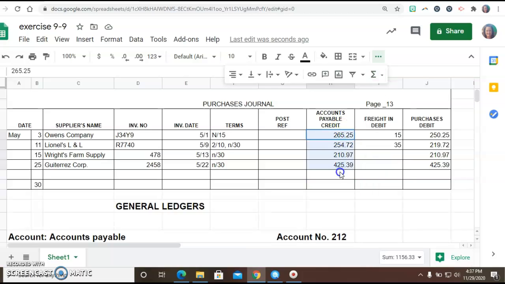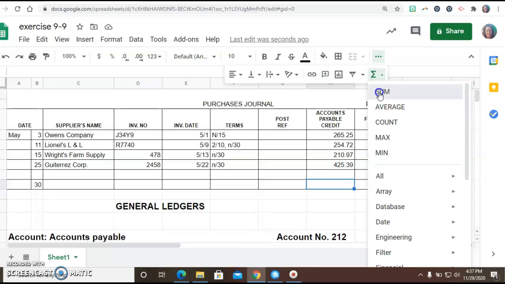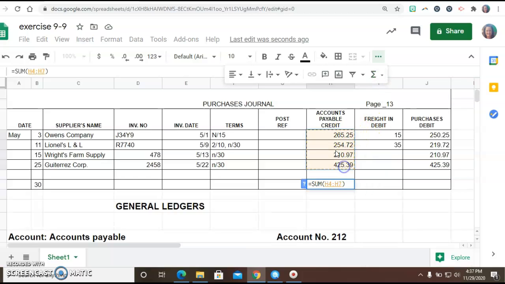So our accounts payable, let's see if I can try that again. And then I'm going to go ahead and just autofill. So I have my totals for all 3. And if you notice, it's just really nice to be aware here. If you look up here, when we post this, when it goes into accounts payable, it goes in as a credit. When it goes to freight in, it's going to go in as a debit. And when it goes into purchases, it goes as a debit.